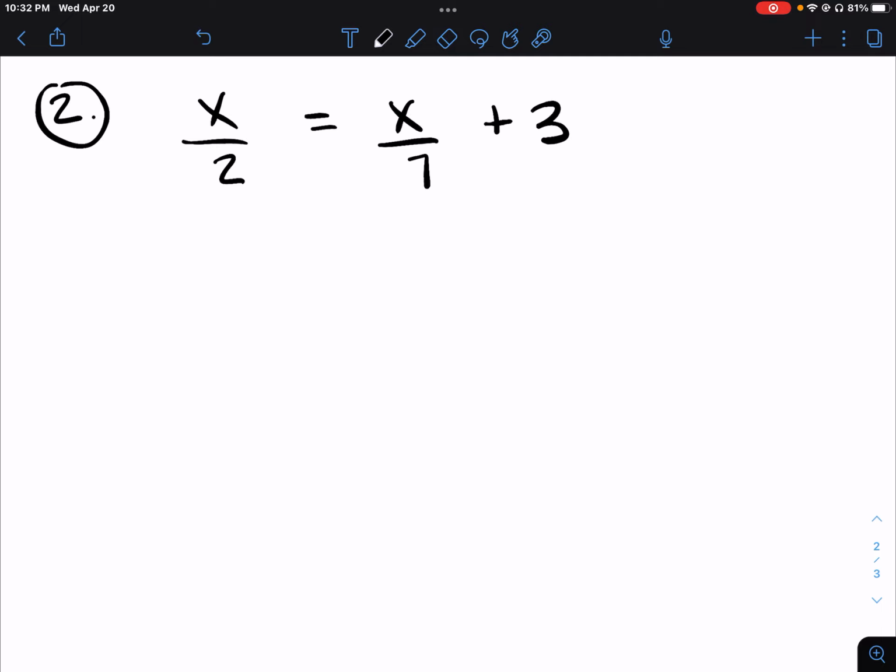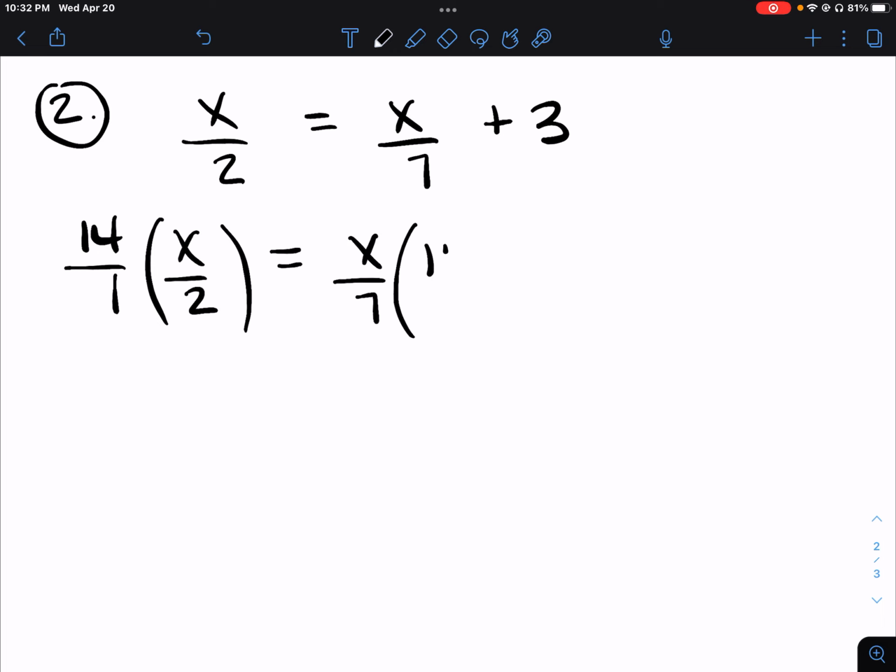Okay, when we have fractions, the easiest thing is to multiply everything by what 2 and 7 can go into, which is 14. So I'm going to multiply by 14 over 1 for everything. Okay, I'm going to just do 14 there since 3 is not a fraction. You can cross multiply or just multiply.